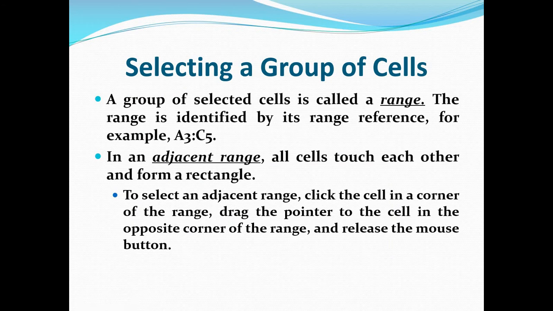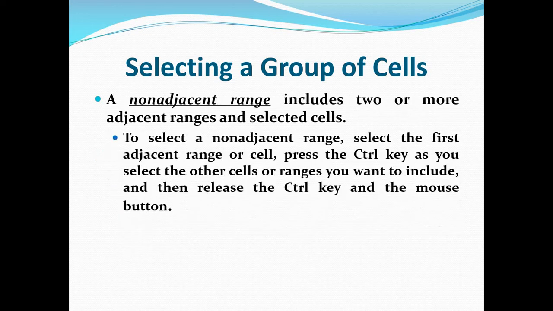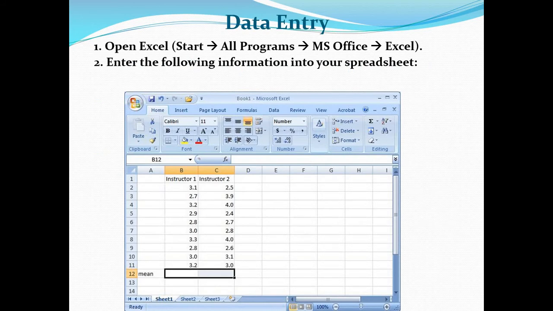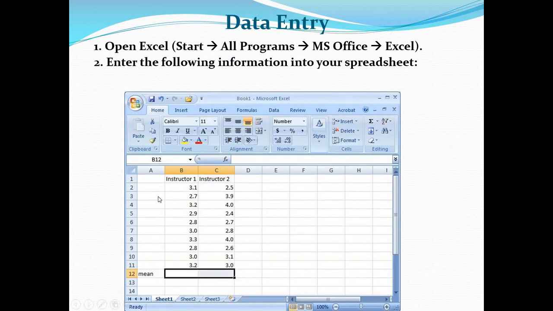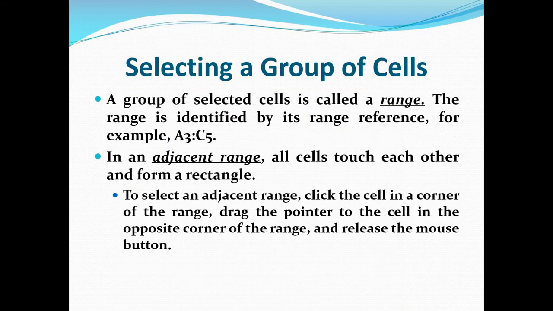To select adjacent cells, just click on a cell and then drag to the wanted cell. You can click here and then drag from this side to this side, and you can select an adjacent range.